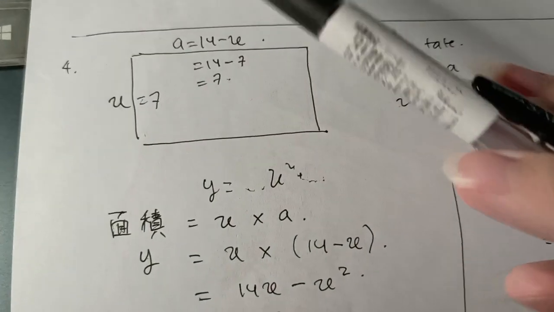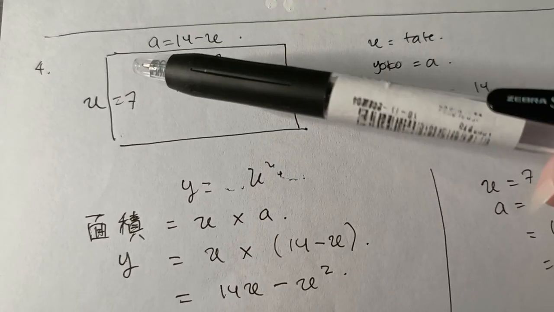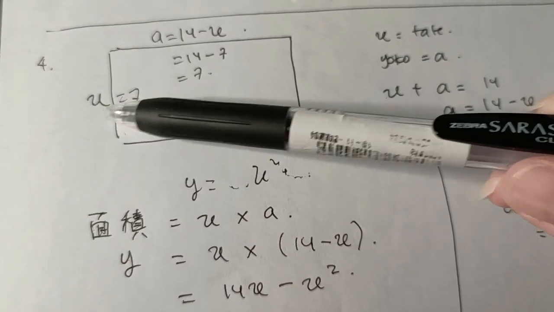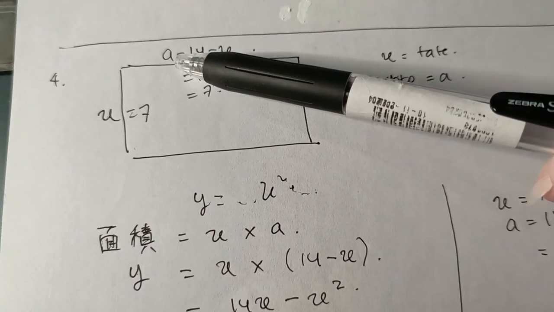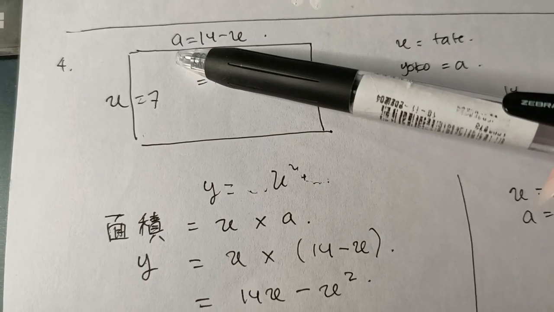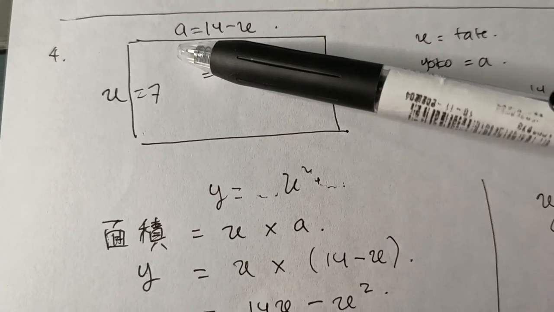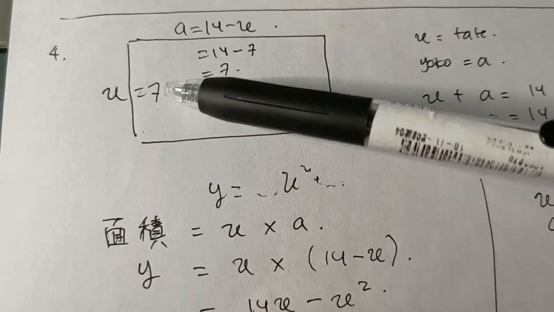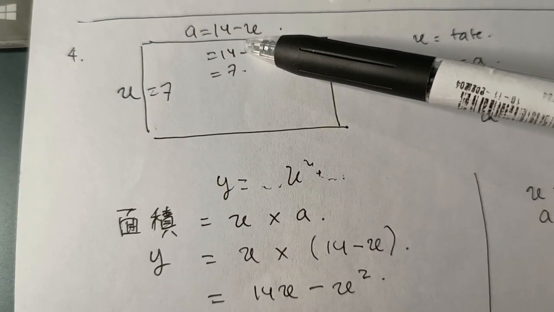But in order to make you understand that you are using X all the time, I'm using X as well. Over here I'm not using Y because we are going to use Y for the nijikansu. Okay, so I'm using A over here, and A is 14 minus X.